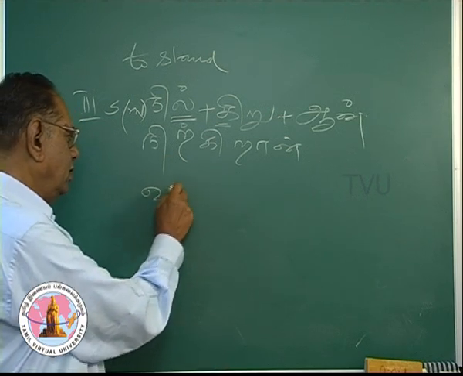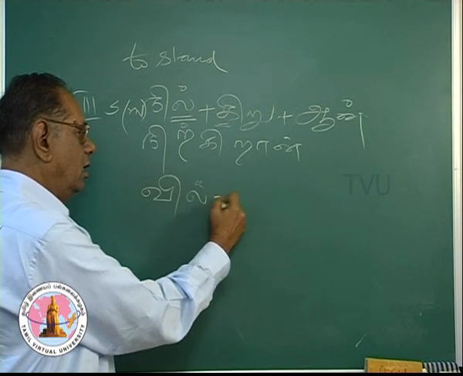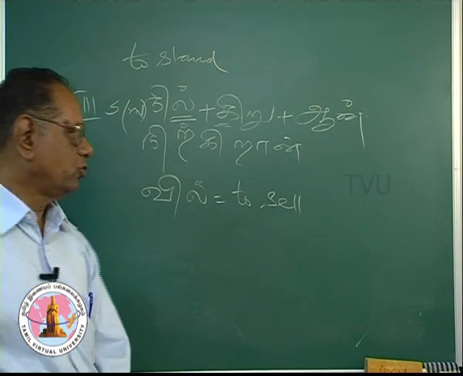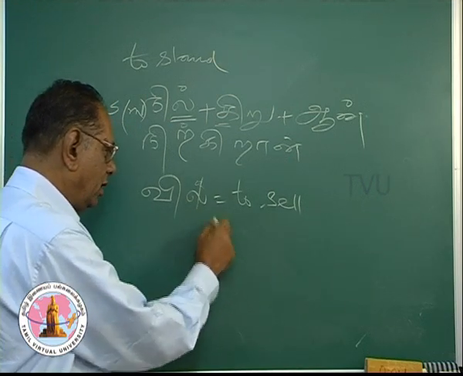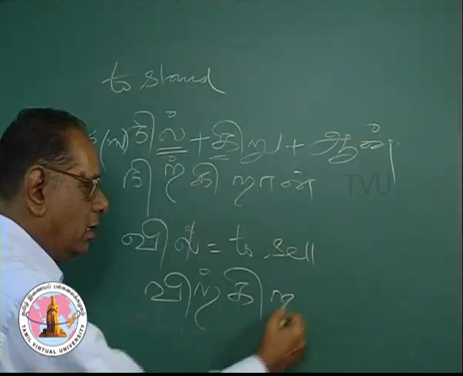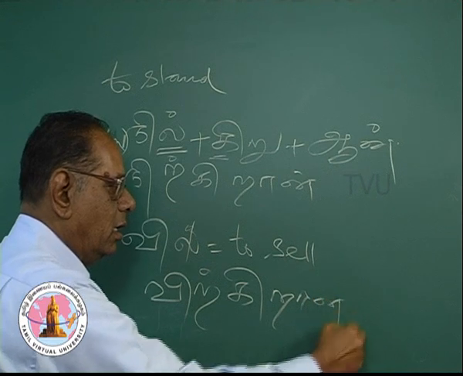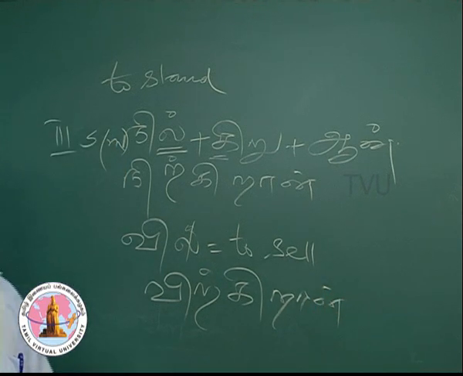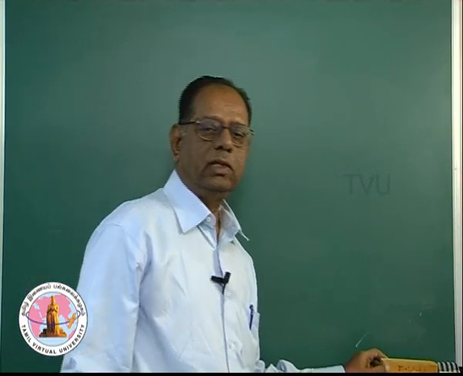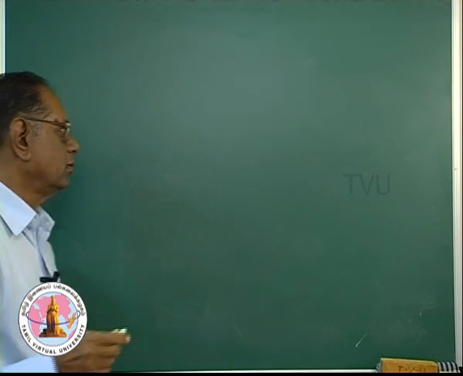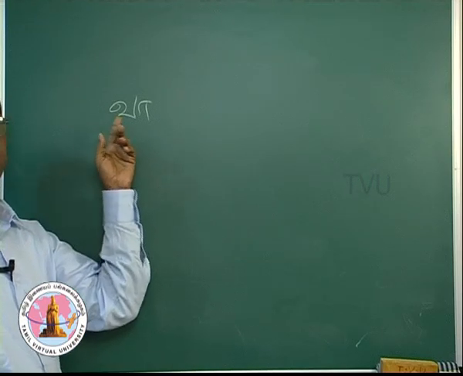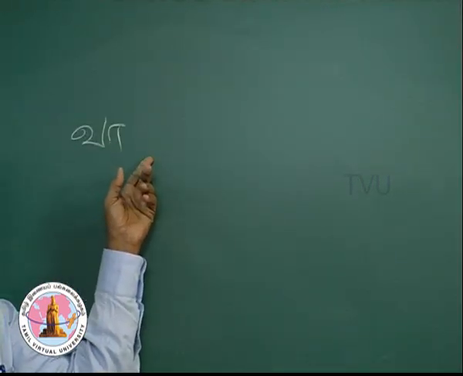This is another type of verb which undergoes a change in combination. Another verb will be vil, to sell. This also will undergo change and become Virkiran. So these two verbs follow the same pattern. Just to test your memory, I will write this word here and conjugate it in the present tense.